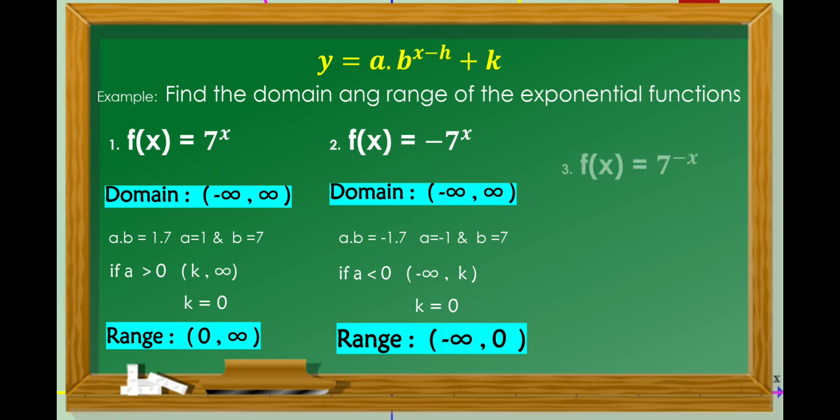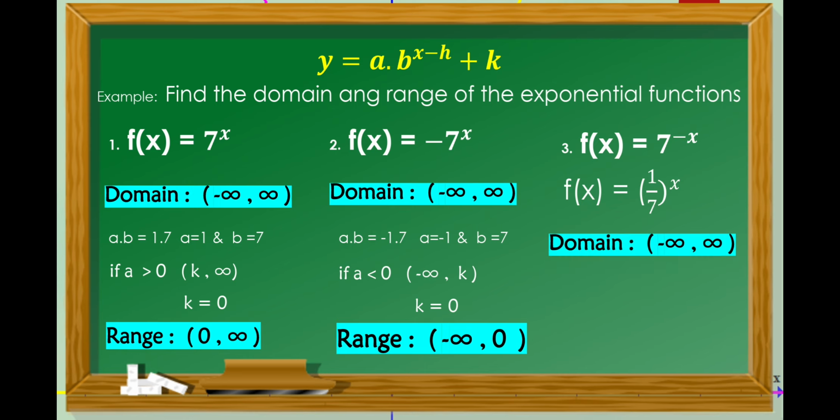Next, number 3. Function of x is equal to 7 raised to negative x. Here, the exponent is negative. To make it positive, we're going to get the reciprocal. So f of x is equal to 7 raised to negative x is the same as f of x is equal to 1 over 7 raised to x. So the exponent now is positive. So the domain is negative infinity to positive infinity.